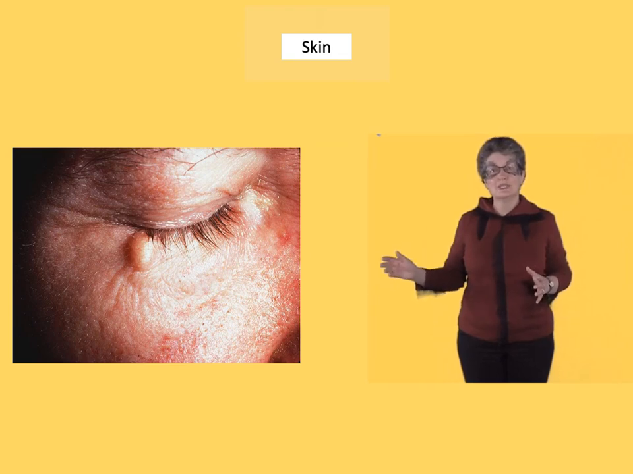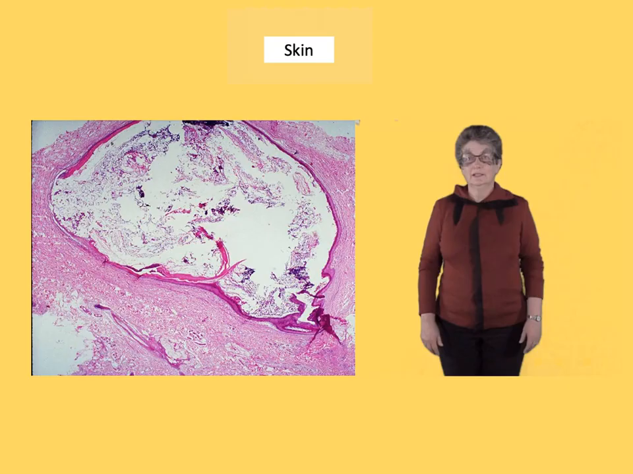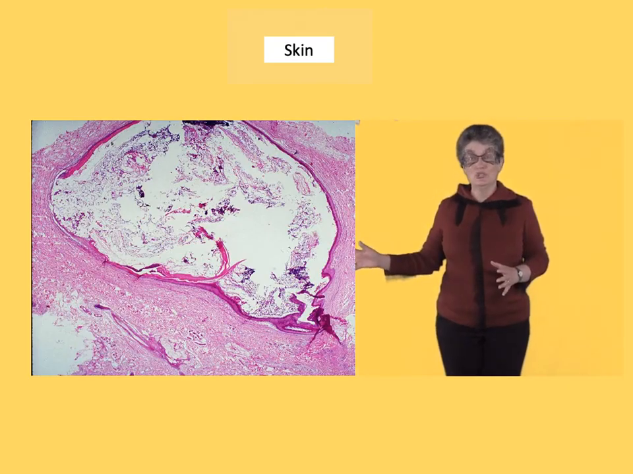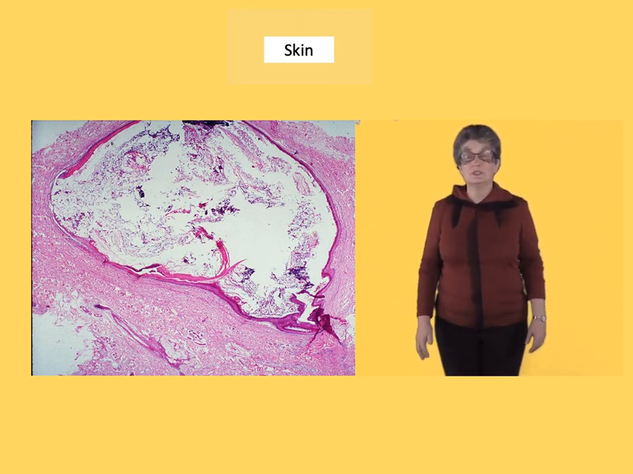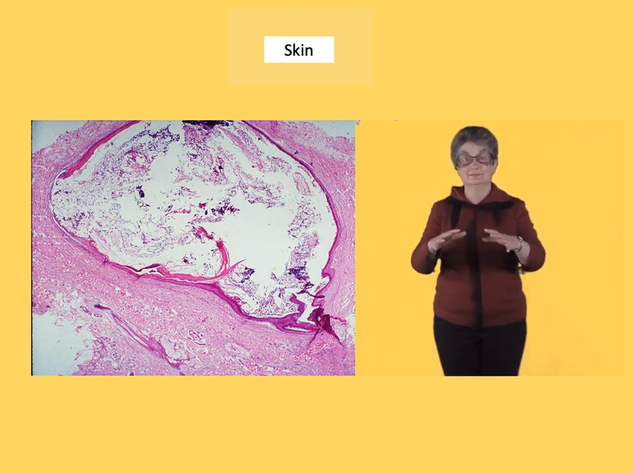Here we have a patient with a small cyst on the eyelid. There are many causes of cysts in the skin, but the most common is the epidermal inclusion cyst. This is an epidermal inclusion cyst. It's lined by squamous epithelium and filled with keratin. Often it arises due to an obstructed follicle, and the keratin builds up inside. These need to be excised completely, because if a little bit's left, then they'll recur.